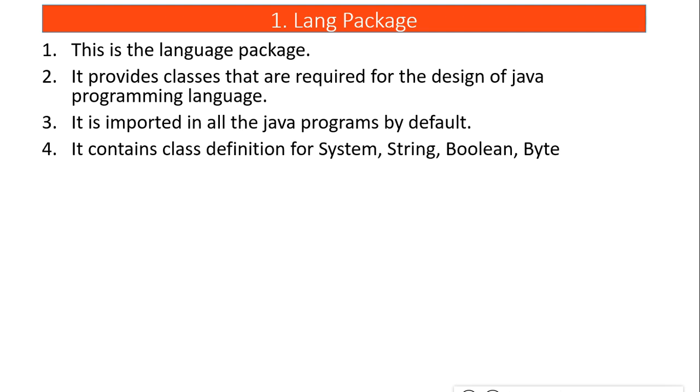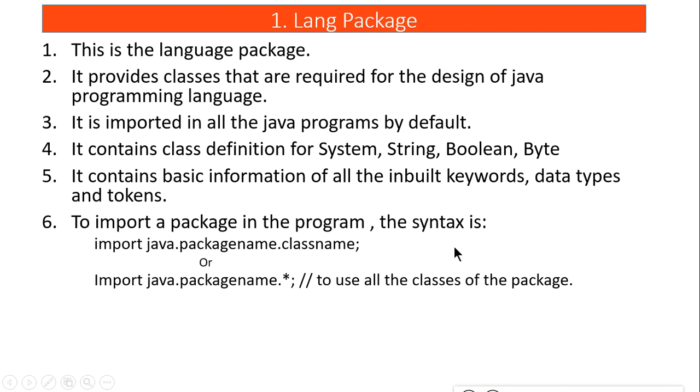Every package contains classes and interfaces. The main classes inside the lang package are these. Now, how to import a package? This is the statement: you write the import keyword at the top of the program, followed by java, dot, package name, dot, class name. We did this when we used the util package: import java.util.*. Java is your main package, util is your sub package, and star represents all classes, or a particular class can also be imported.